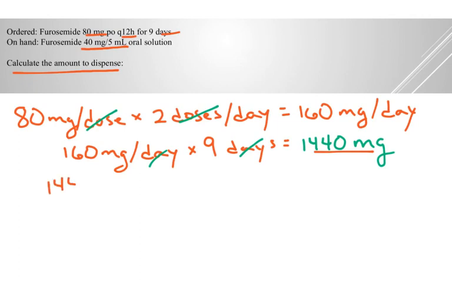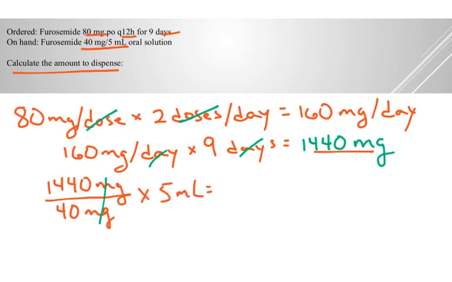So he's getting a total of 1440 milligrams total. And what you have on hand is 40 milligrams per 5 mLs. Okay, milligrams cancel. So calculator, 1440 divided by 40 times 5. Okay, so he's getting a total of 180 milliliters. Now that 180 milliliters will give him the amount of medicine he needs every 12 hours for 9 days. So he'll need 180 milliliters total. Okay?